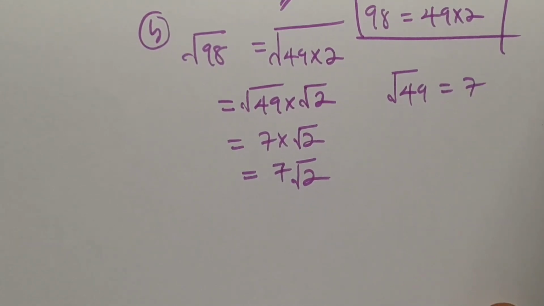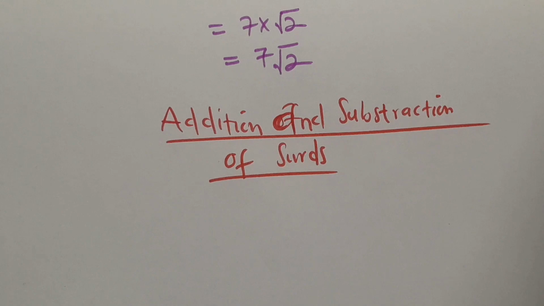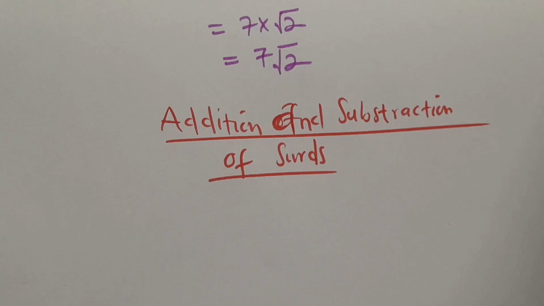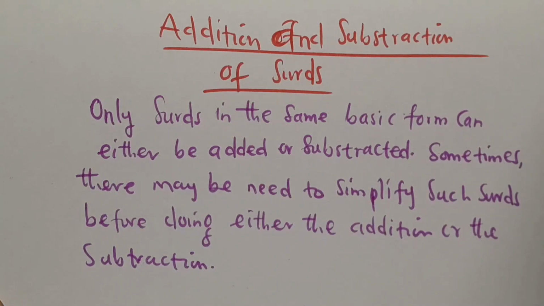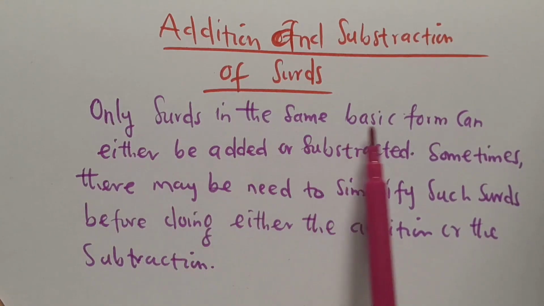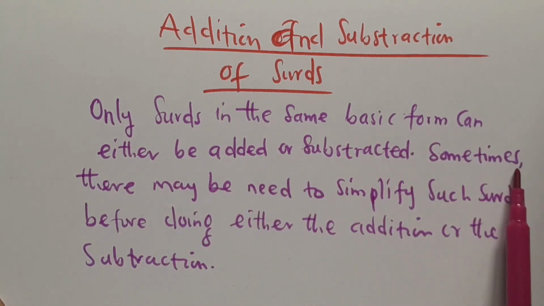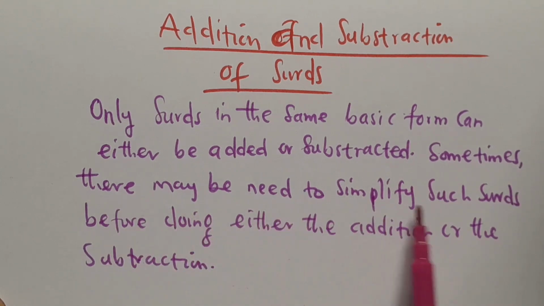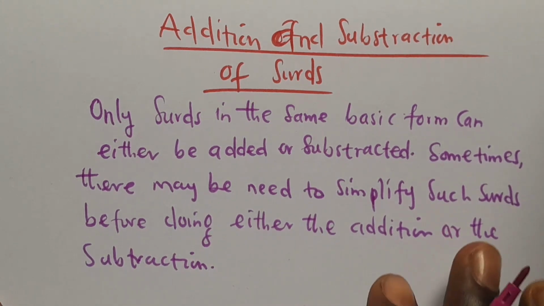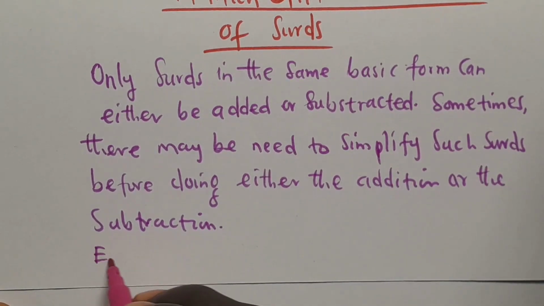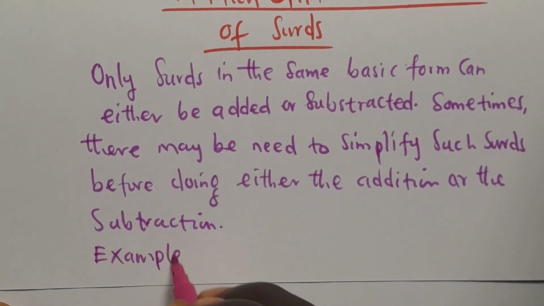So now let's take a look at addition and subtraction of surds. Only surds in the same basic form can be added or subtracted. Take note: sometimes there may be a need to simplify such surds before doing either the addition or the subtraction. That is, before you add or subtract any surds, they must be in their basic form.